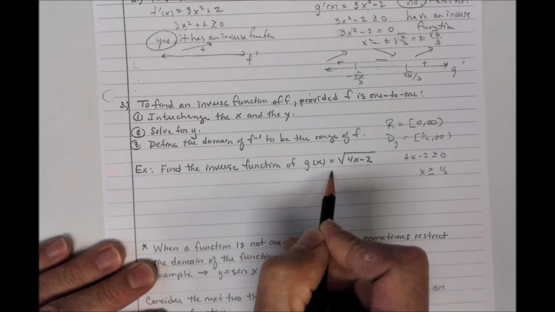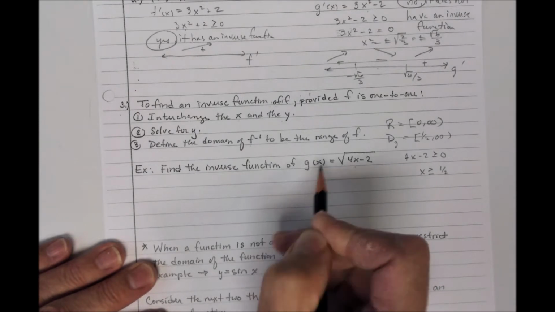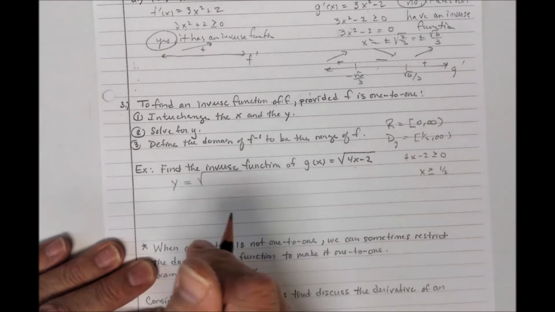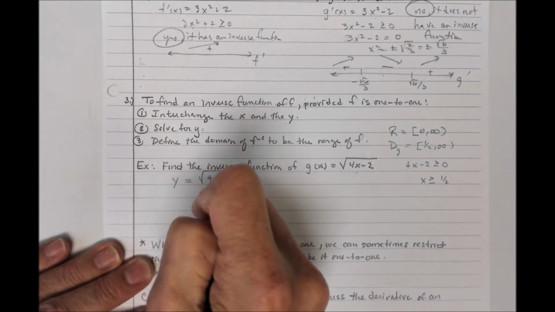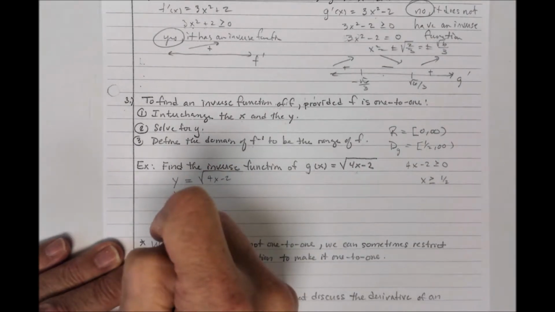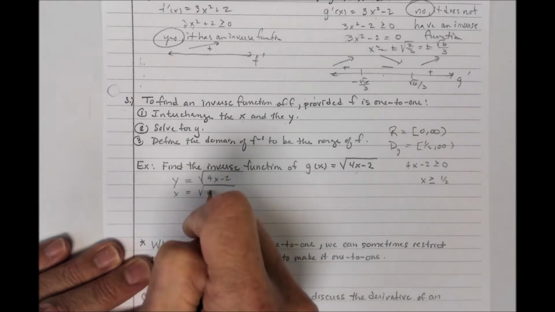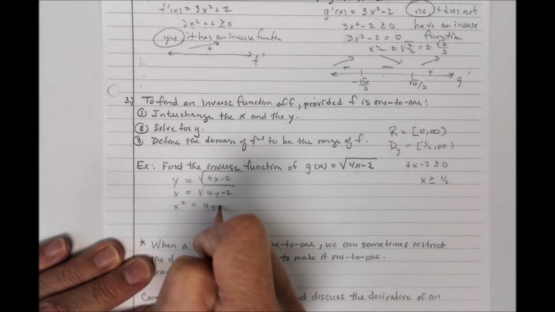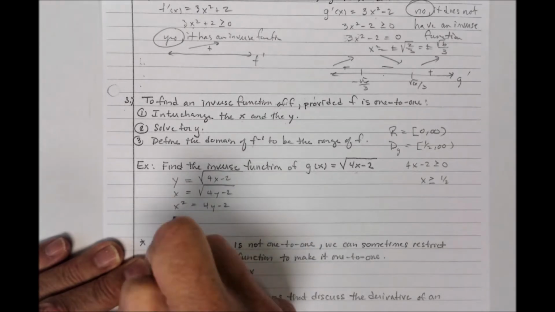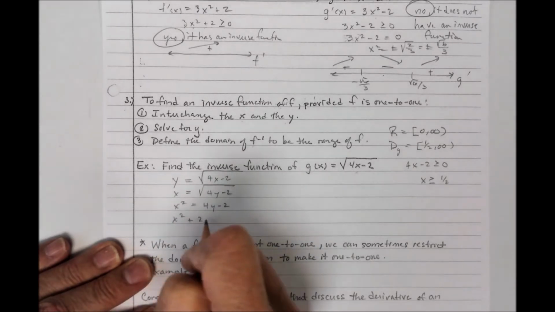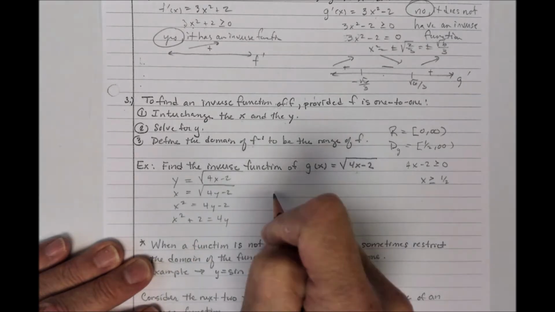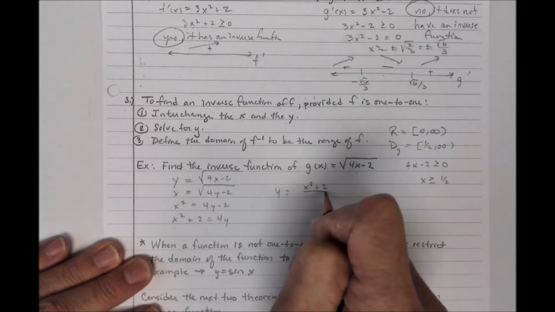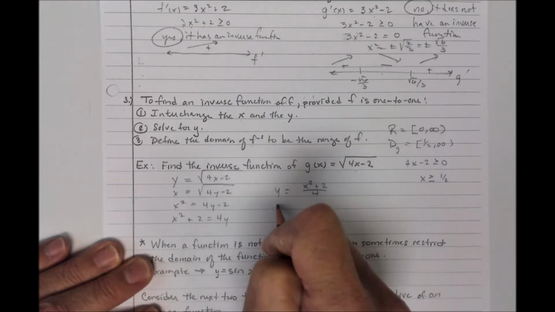Now, let's go ahead. I'm going to change g of x, I'm going to write it as y equals the square root of 4x minus 2. Interchange the variables. Square both sides. Add 2 to both sides. Divide by 4. I'm going to write this as x squared plus 2 all over 4. And this is what I'm going to call my inverse function.